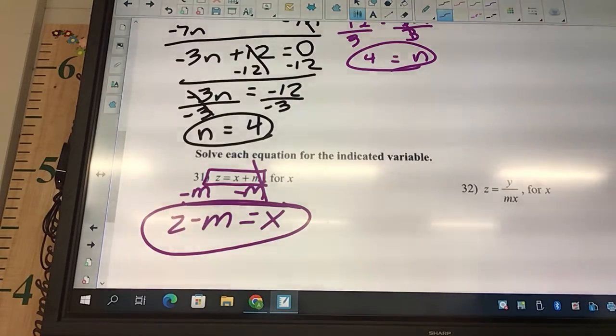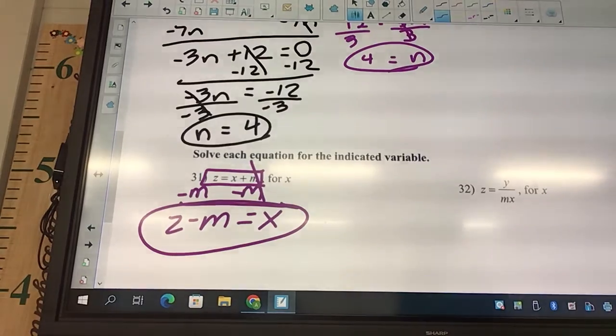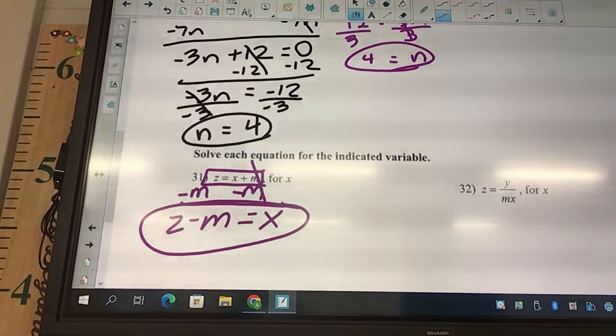Okay, the rest is for you guys to do. You got about 16 maybe to do. Okay, when you get done, put it in there.